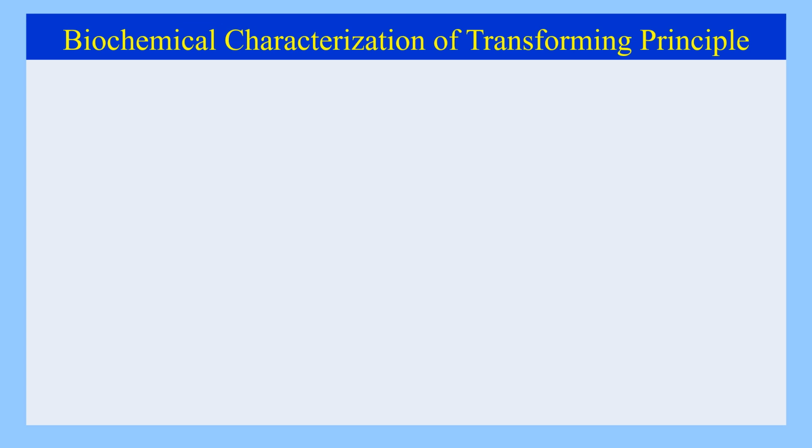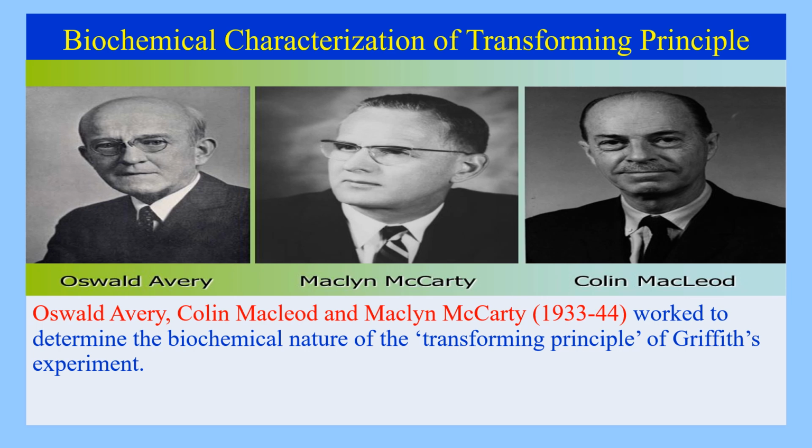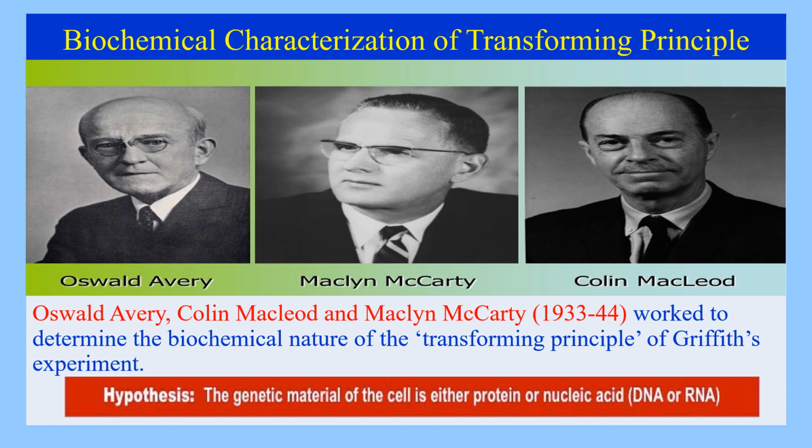Hence, another experiment was conducted by three scientists, Oswald Avery, Maclyn McCarty and Colin MacLeod, called biochemical characterization of transforming principle. These three scientists worked on the transforming principle of the Griffith experiment to know the biochemical nature of the transforming principle. The main aim of the experiment was to know whether the genetic material of the cell is protein, DNA or RNA.